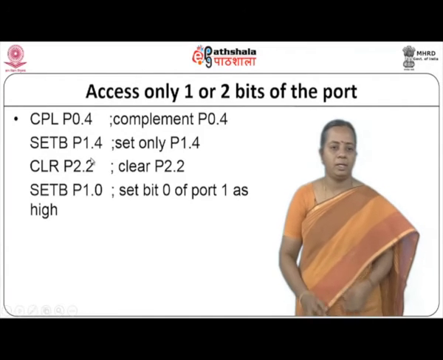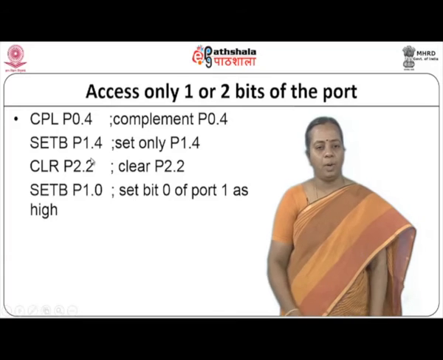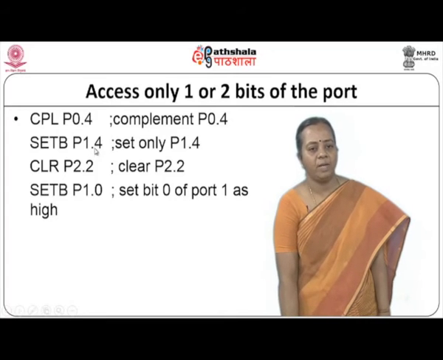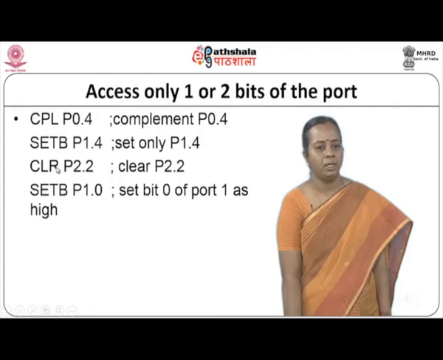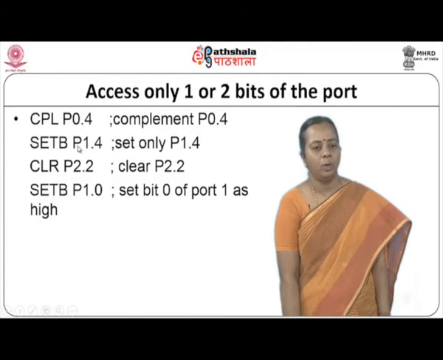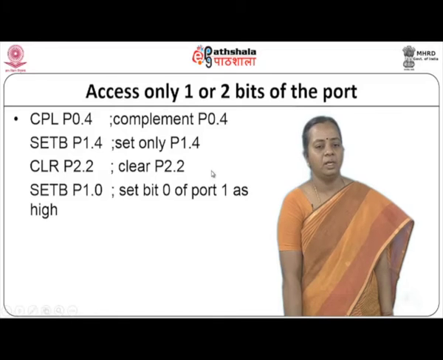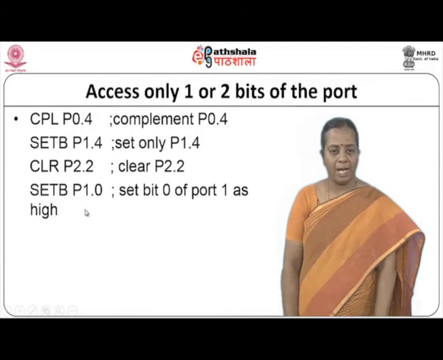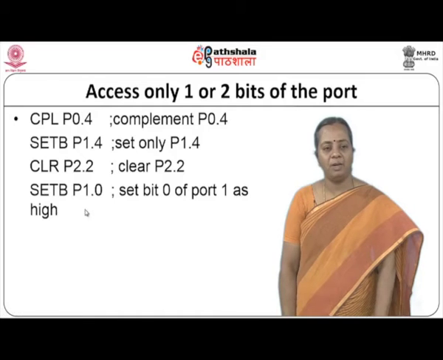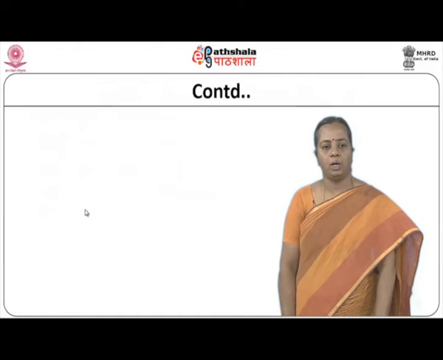SETB P1.4 says that the P1.4 pin is getting set, that is equal to 1. CLR P2.2 clears that particular pin. Whatever the content was, 0 has been sent to P2.2. SETB P1.0 says the P1.0 bit is set as 1, that means high. This is how we operate pin-wise through opcodes.